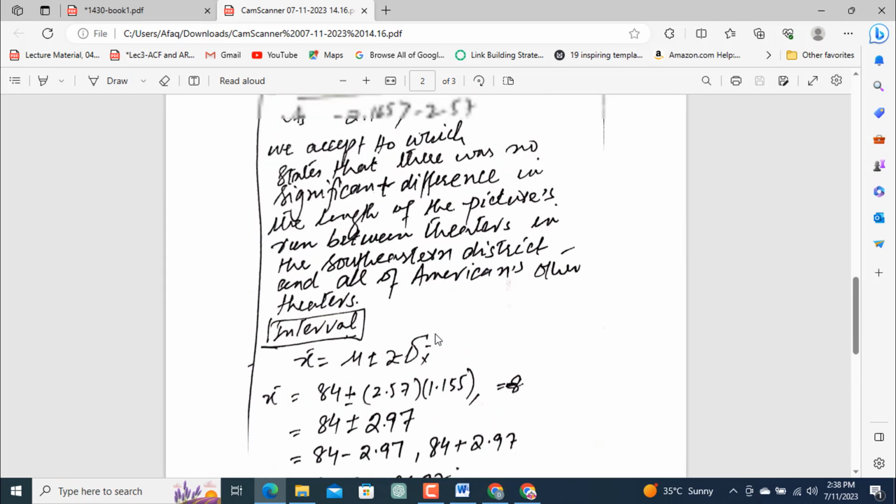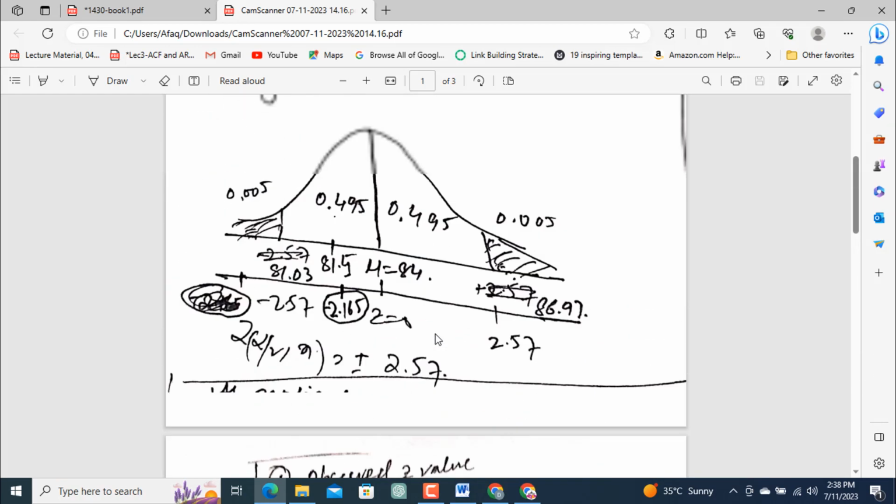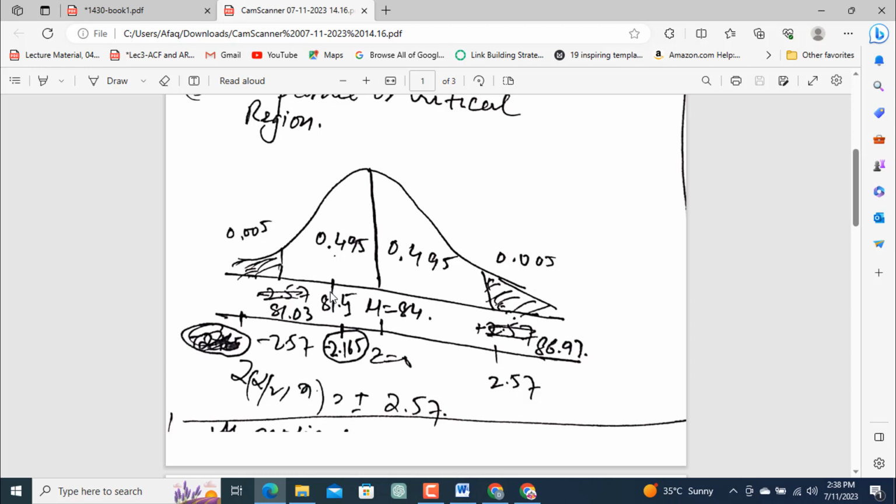Now come to the last portion of the figure that I have left. Look at this. This is 81.03, this is a limit, against which we have determined minus 2.57 from the z table, and 86.97 against which we have 2.57. This is the region. As you see, 81.5 is greater than 81.03, which implies that we are going to accept our H naught and reject the alternative hypothesis.